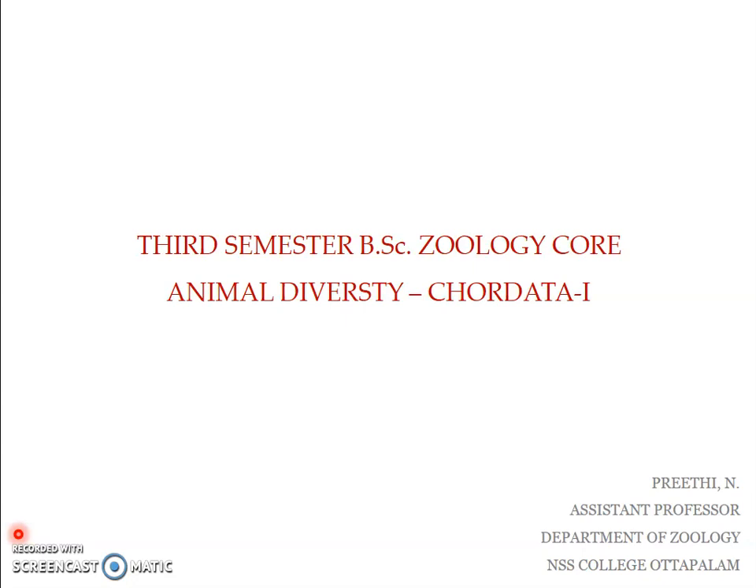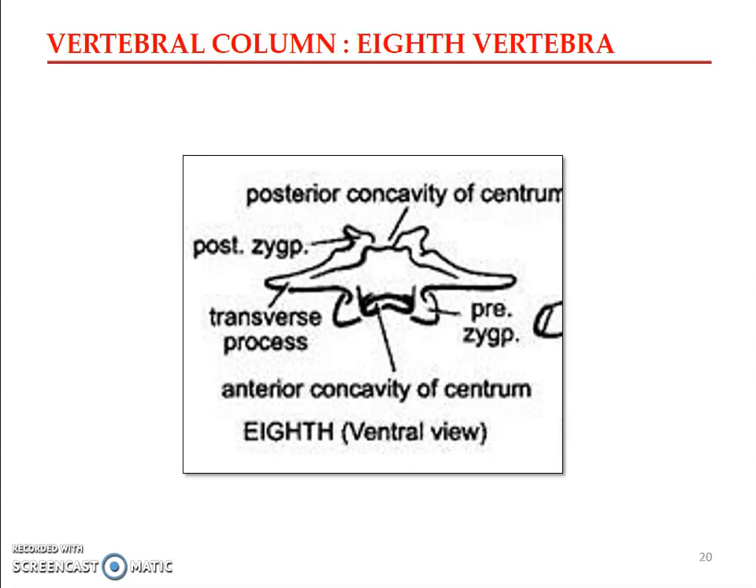Welcome back to the session on the skeletal system of Hoplobatrachus. We have been discussing the vertebral column, and we're continuing with the different kinds of vertebrae. The eighth vertebra, the next one: here we can see the centrum is amphicoelous. Amphicoelous we have already seen when we discussed the types of vertebrae, that is, it has a concavity on either side, on the front side as well as on the posterior side. You can see here there is a depression, and there will be a depression on the side as well.